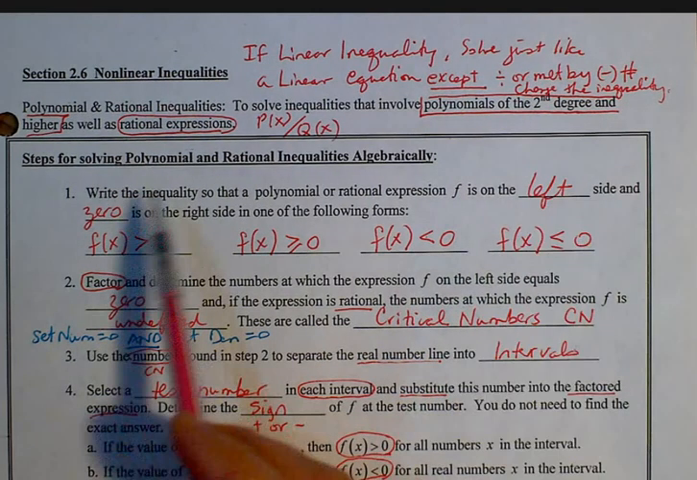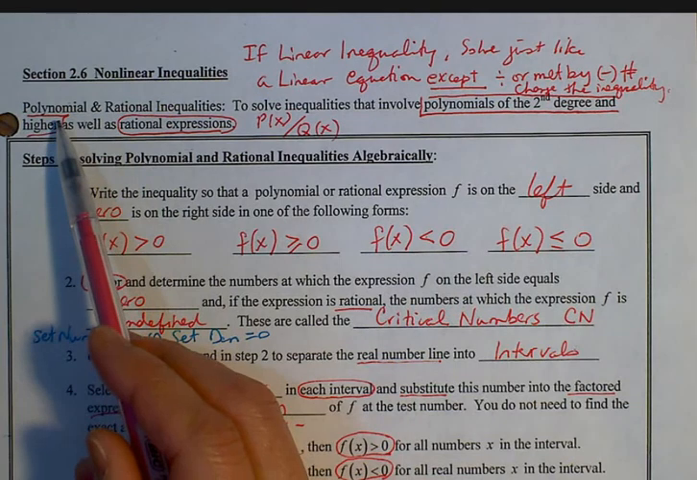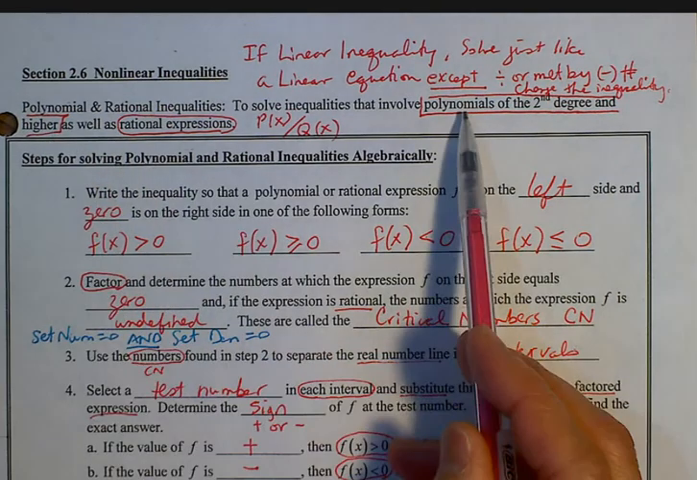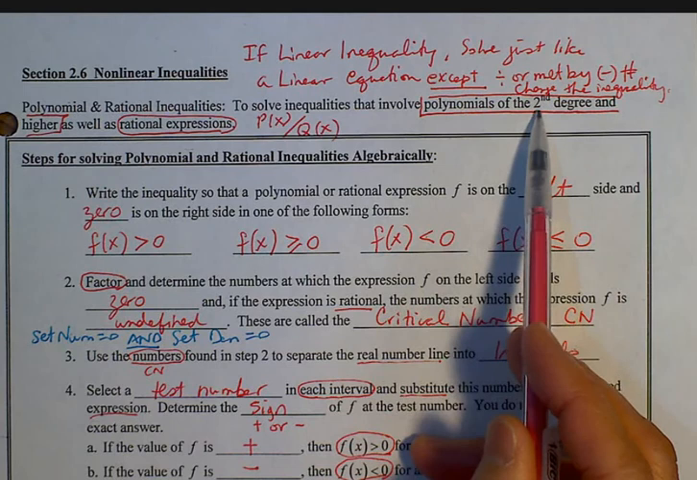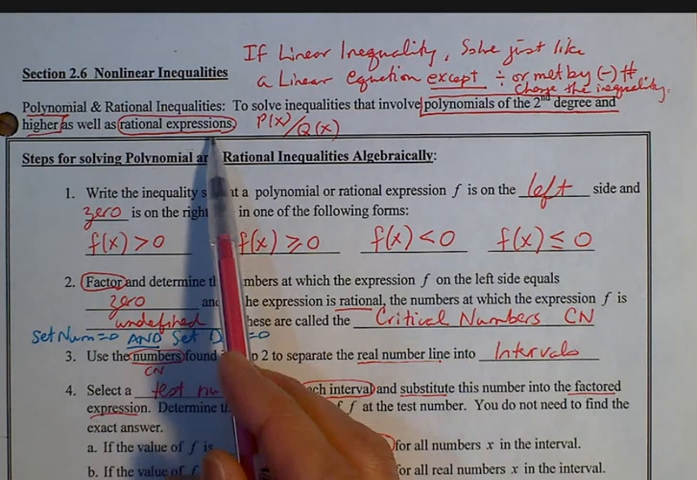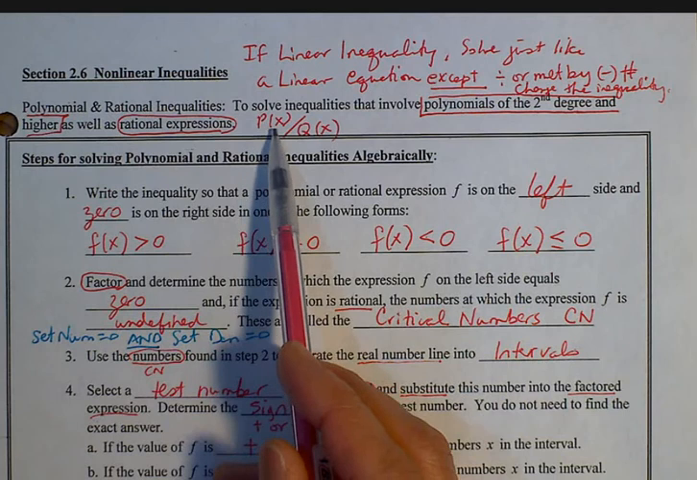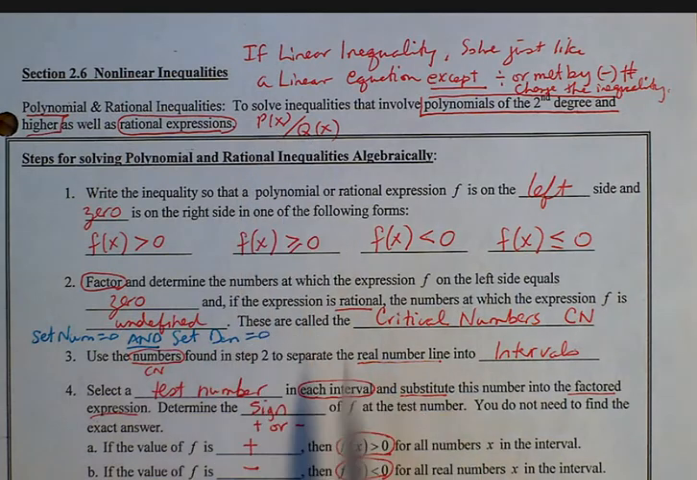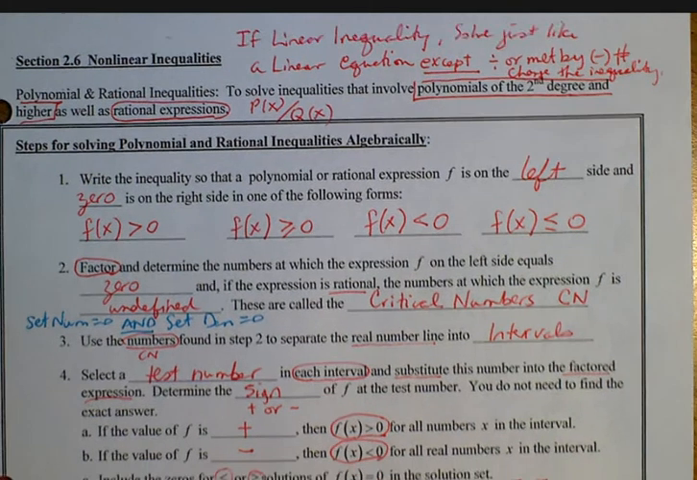Okay, today we're going to be looking at polynomial inequalities. So that would be a degree of 2 or greater, as well as rational expressions of p of x divided by q of x. There's 5 steps in solving polynomial and rational inequalities algebraically.